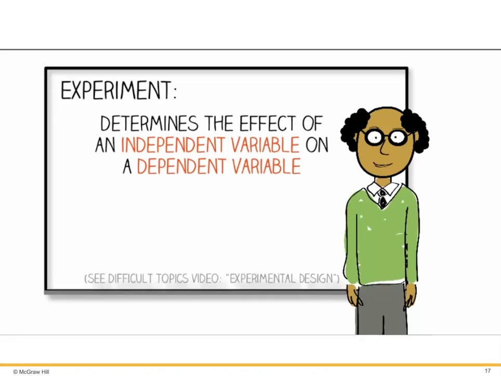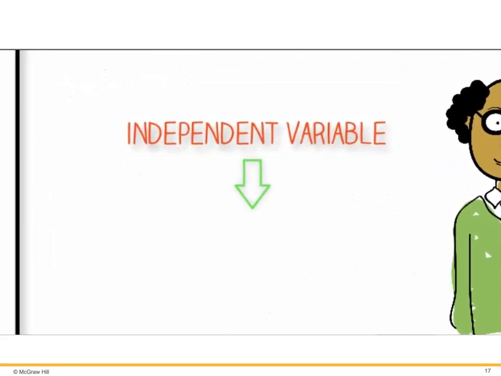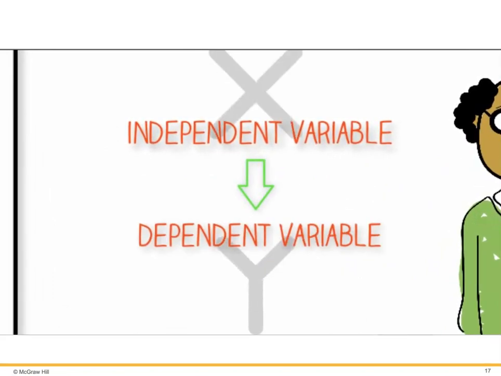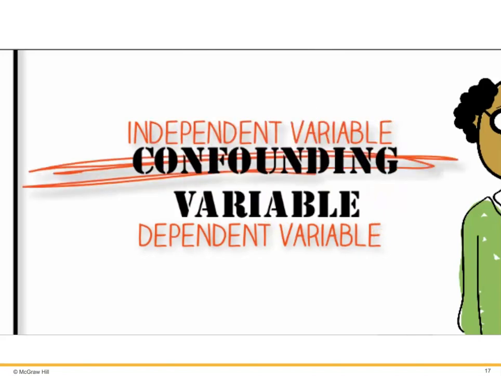Now, in a perfect experiment, only the independent variable would have any effect on the dependent variable. But alas, life and experiments are rarely perfect. Extraneous variables are often present in an experiment and may or may not compromise the validity of the experiment. An extraneous variable that affects the validity of an experiment is referred to as a confounding variable.